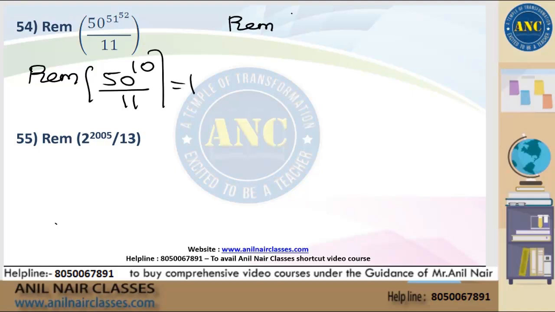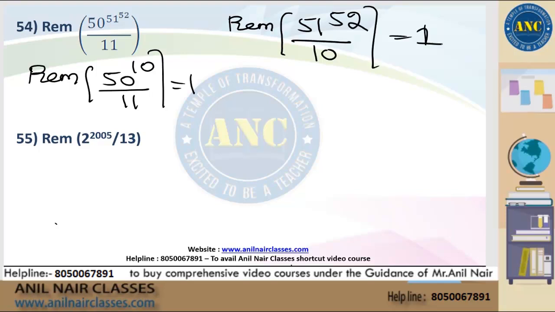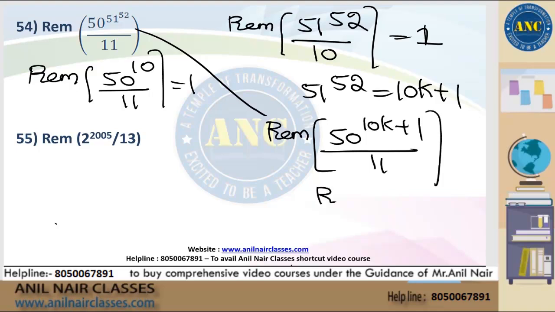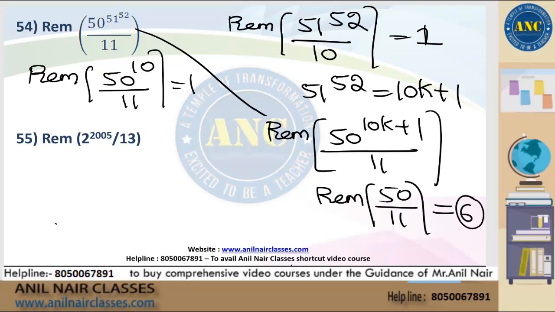51 power 52 divided by 10. 10 5s are 50, remainder 1. So 51 power 52 is 10k plus 1. So this will become the remainder of 50 power 10k plus 1 divided by 11, which is 50 by 11. 11 4s are 44, remainder is 6. Idea clear, right?